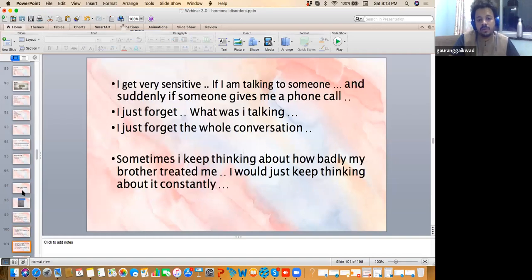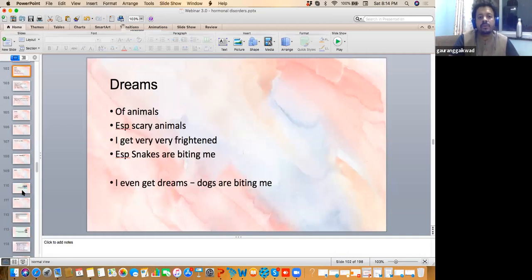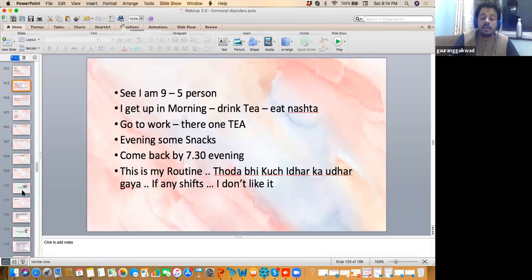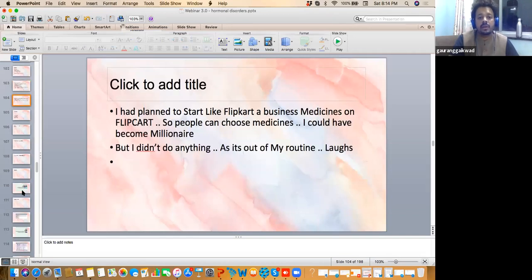He's also very sensitive. If someone is talking to him and someone else talks in the middle, suddenly he forgets the whole conversation. He keeps thinking about past things a lot. He gets many scary dreams very often. Another thing about him, he doesn't like change. If there's a slight change in routine, he doesn't like it. He has a lot of craving for pani puri and khatta meetha, sweet and sour substances. And he plans a lot. He makes many ideas, many thoughts, but he ends up doing nothing.